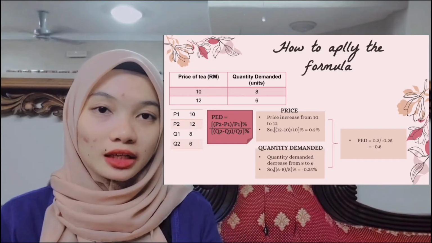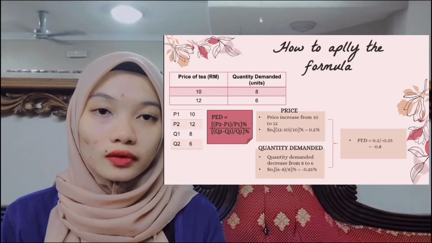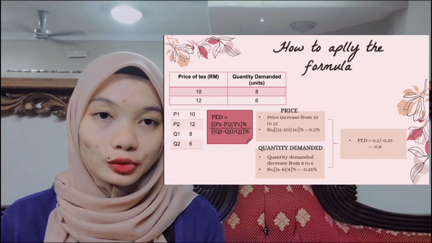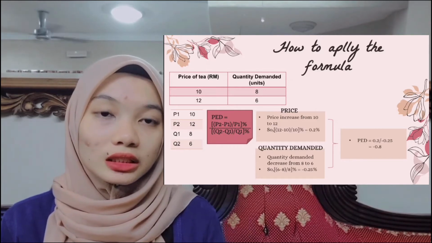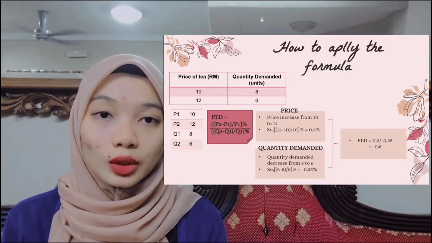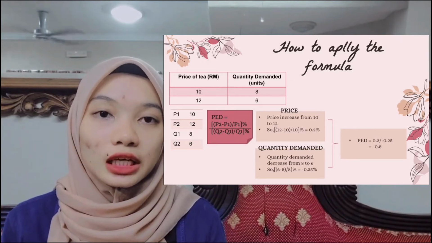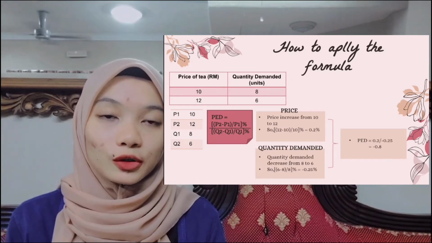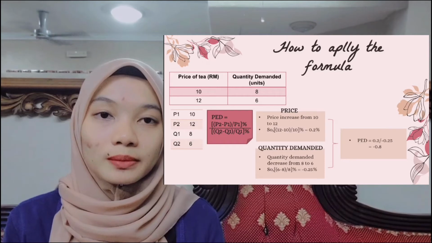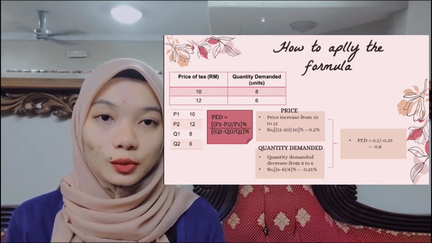Price will increase from 10 to 12, so after we apply this formula, it will be 12 minus 10 divided by 10. It will be 0.2. For the quantity demanded, it will decrease from 8 to 6. So after we apply this formula, it will be 6 minus 8 divided by 8 equal to negative 0.25. So PED will be 0.2 divided by negative 0.25 equal to negative 0.8.